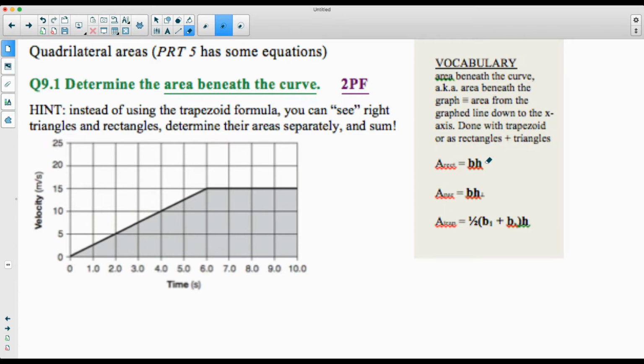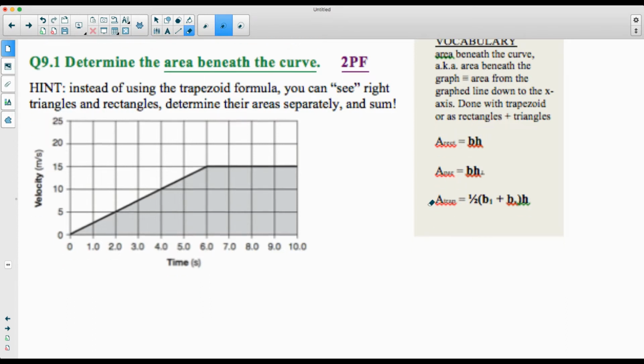By the way, a few quadrilateral formulas over here on the side. Rectangle is just base times height, or square. Parallelogram, base times perpendicular height, and trapezoid. And so actually the shape you see here, you might need to turn your head, but this is a trapezoid. Trapezoid has minimally one pair of opposite sides that are parallel.